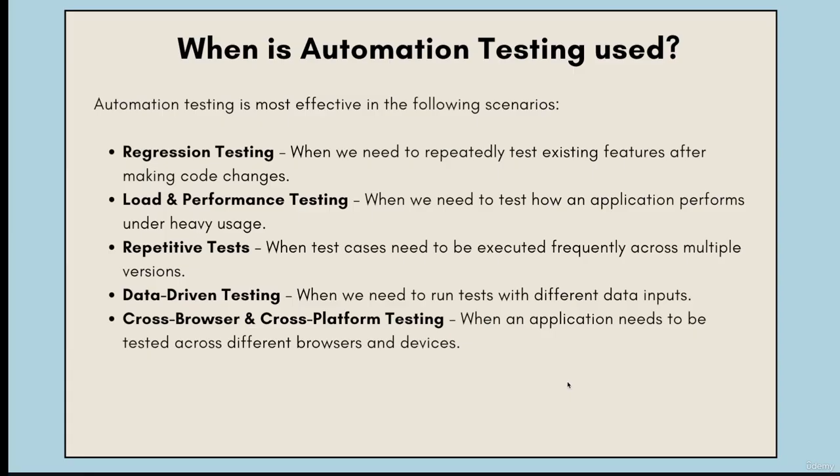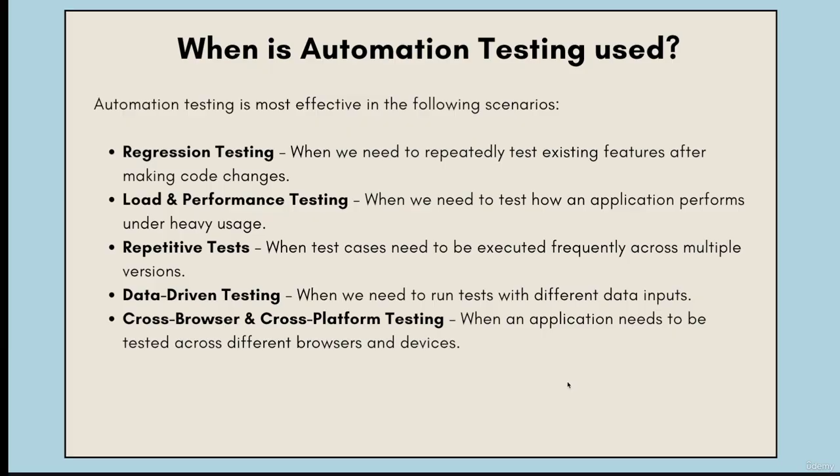When we do regression testing, we need to repeatedly test existing features after making some changes. Load and performance testing, when we need to test how an application performs under heavy usage. Repetitive tests, when the test cases need to be executed frequently across multiple versions. Data-driven testing, when we need to run tests with different data inputs. Cross-browser, cross-platform testing, when an application needs to be tested across different browsers and devices.